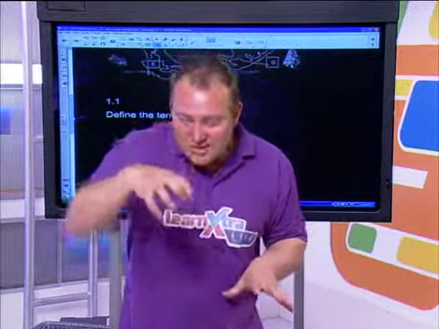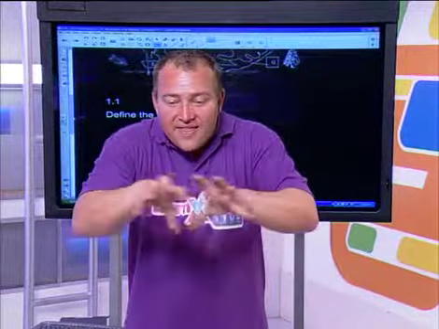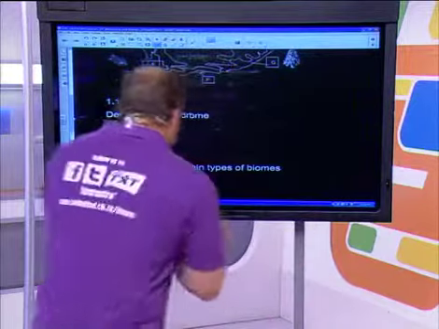Now the biome, it was very simple. The biome, of course, is when you take a specific area with a specific climate and a specific type of soil or animal or plant in a certain area. That's called your biome. So a biome is a certain area with a certain climate and a certain vegetation and animals. That's what a biome is. Nice and simple.